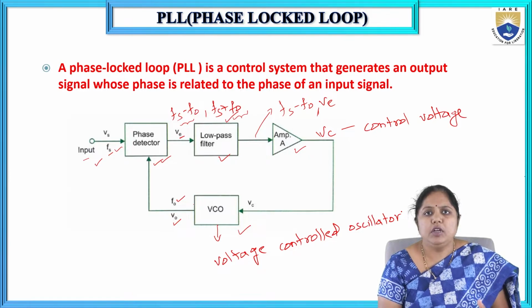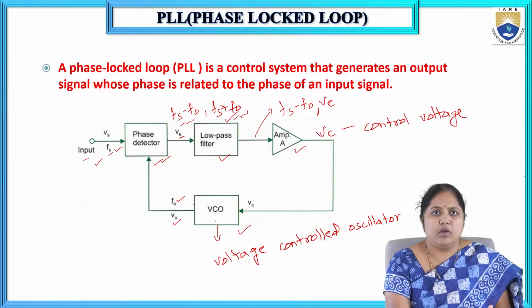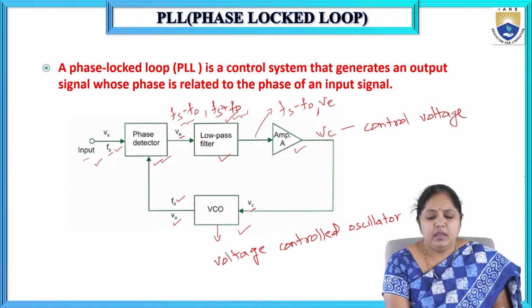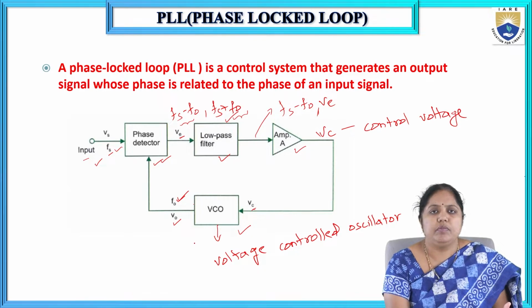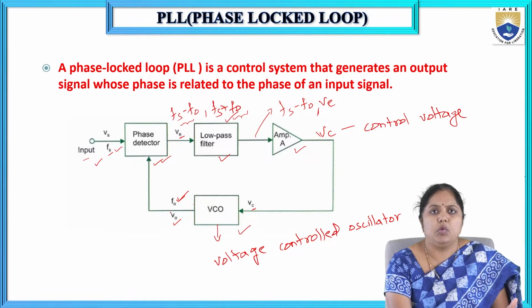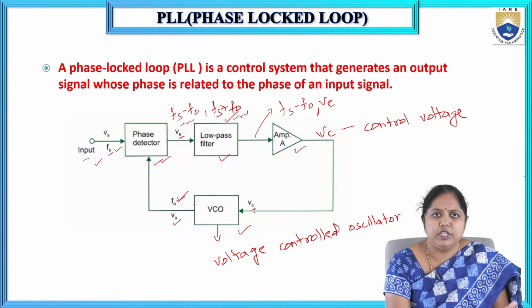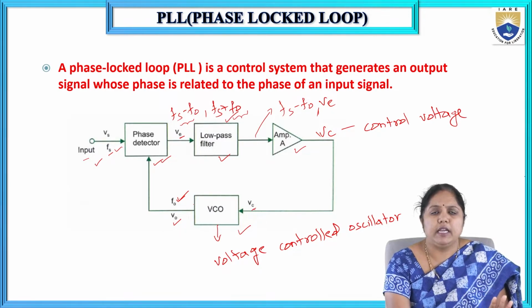In a voltage controlled oscillator, this is also an oscillator, but it can be controlled by the VC value. In what way is it controlling? Based on the VC value, the output frequency changes continuously. Suppose the VC is maintained constant, the same frequency F naught will be present at the output of the VCO. Suppose the VC value is continuously changing, then I will get a change with respect to F naught also.